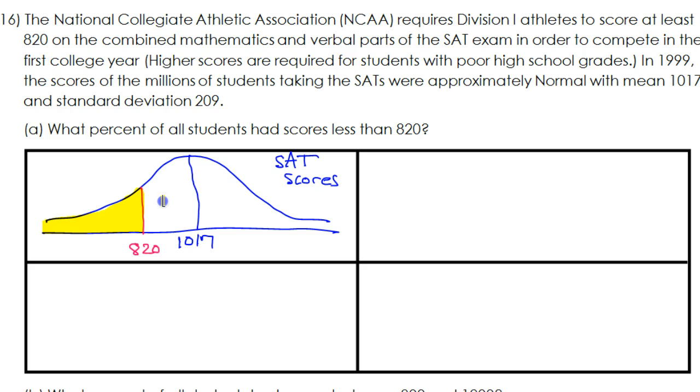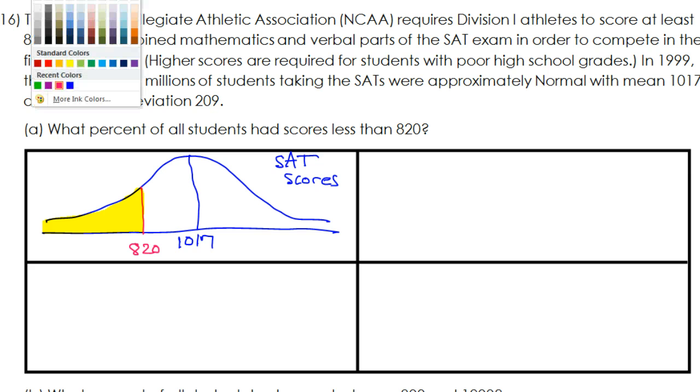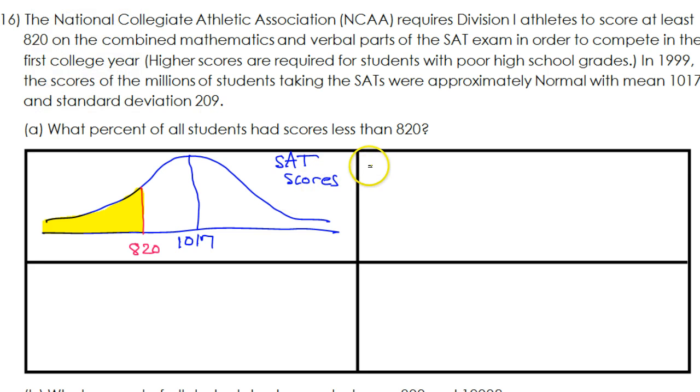Okay. To figure this out, I'm going to need to change this into a z-score, and I'm going to wind up graphing that. So let's do that. So if I want to find a z-score for this value, I'm going to do the formula. So I'm going to do 820 minus the mean divided by the standard deviation, 209.